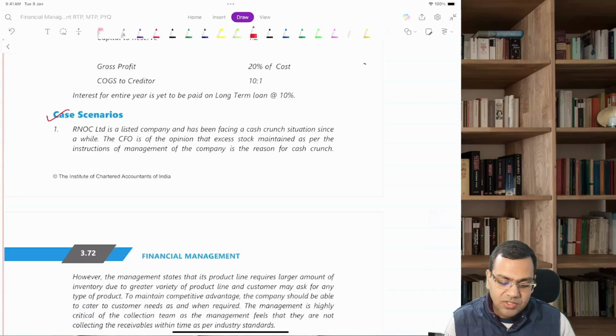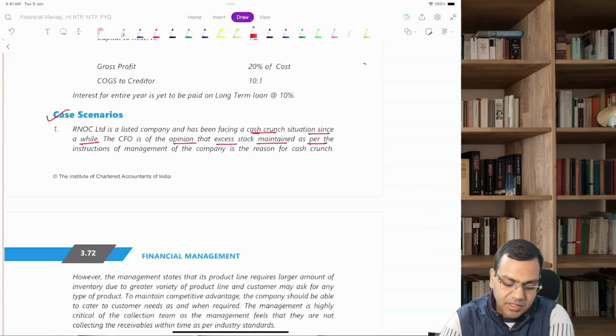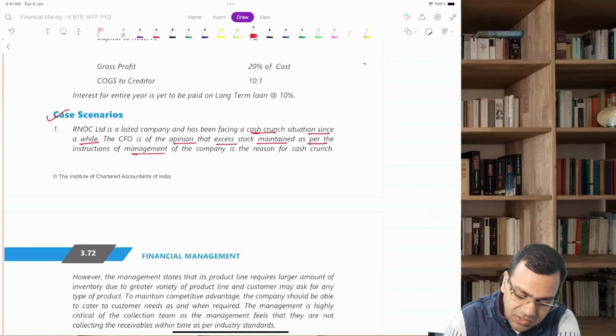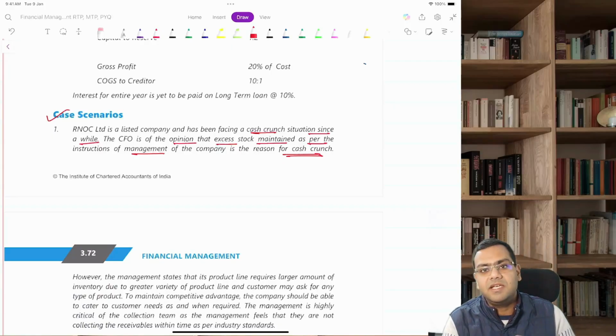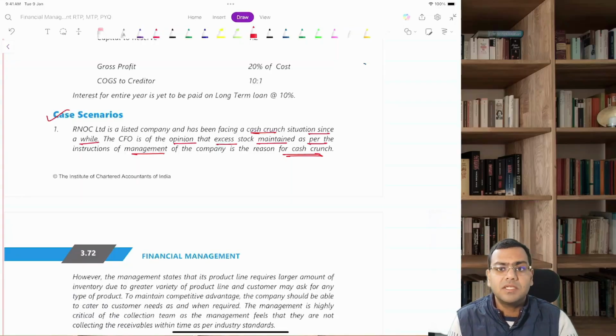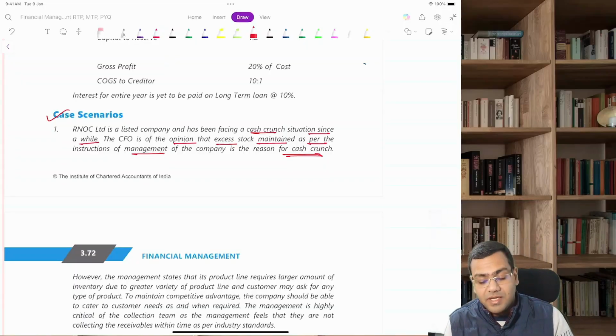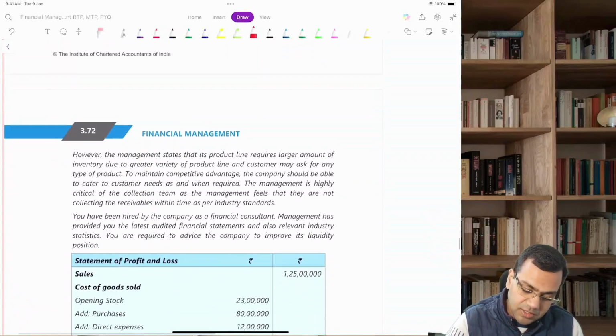RNOC Limited is a listed company and has been facing a cash crunch situation since a while. The CFO is of the opinion that excess stock maintained as per the instructions of the management of the company is the reason for cash crunch. Now the CFO says that you have a lot of investment done in the stock. There is a lot of stock that you are keeping in the store. It is as per the instructions of the management because the stock is there, so amount is invested in the stock, you are not recovering that amount easily, so that is a cash crunch situation.